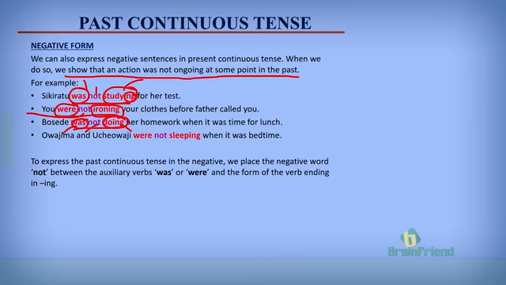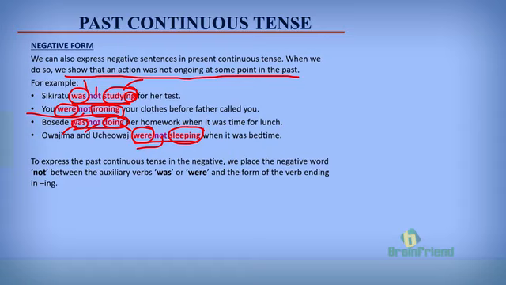Owajima and Uchewaji were not sleeping when it was bedtime. Where was is the past tense form of the verb be, and sleeping is the present participle form of the verb sleep. And then, of course, the negative word not.